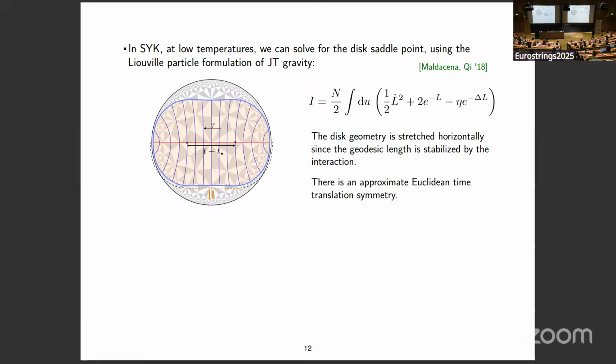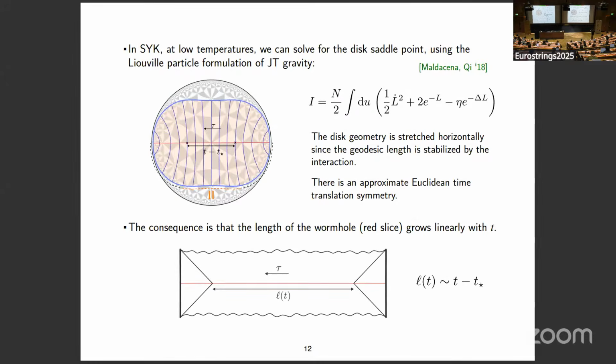Okay. So the point is that we want to compute the norm of the state. This is the bra. Sorry, the bra is in the top half. The ket is in the bottom half. We're averaging over couplings. We're solving for the gravitational saddle point. So the semi-classical dual essentially lives on the time symmetric slice of this saddle point.